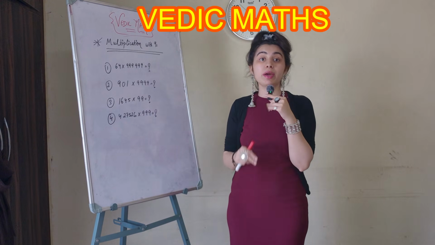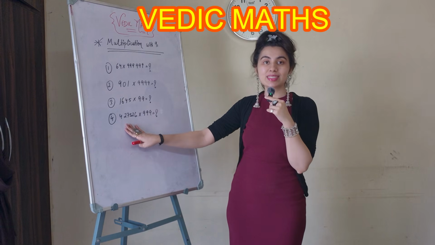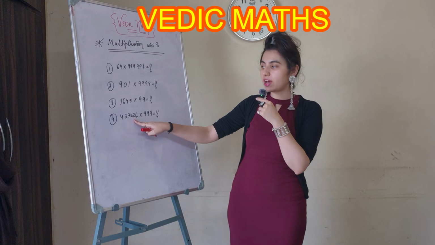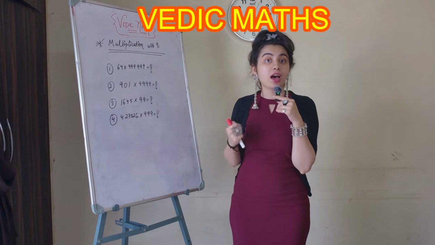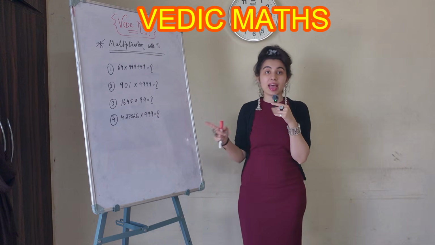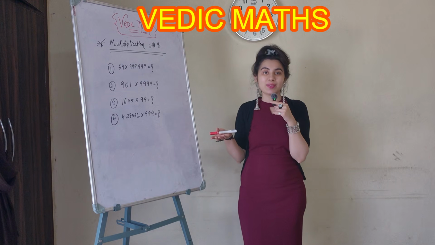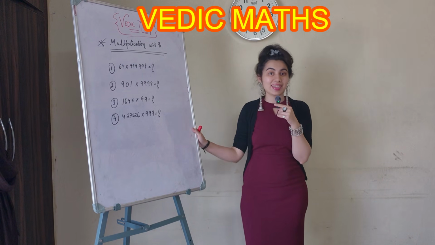Now third question is 1645 multiplied by 2 times 9. What's the answer? And last but not the least, 427526 multiplied by 3 times 9. And what's the answer? So you have to write down the answers, and I'm gonna check and let you know the answers in the description box soon. But first you try, and I'll check.